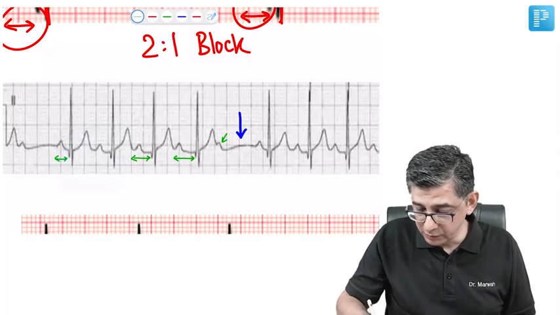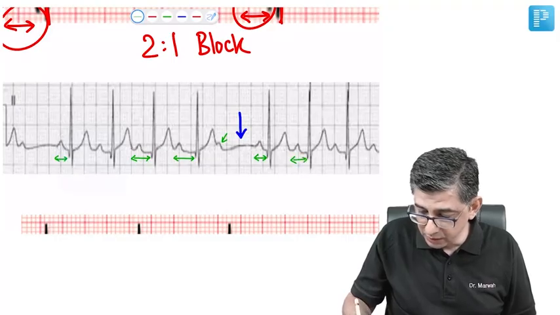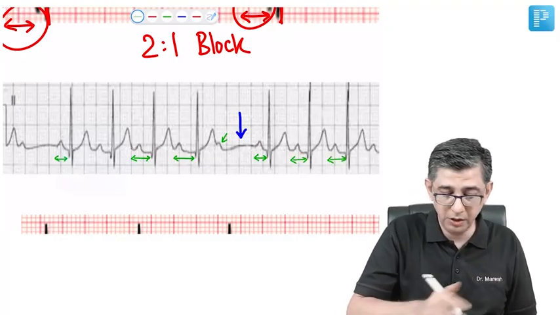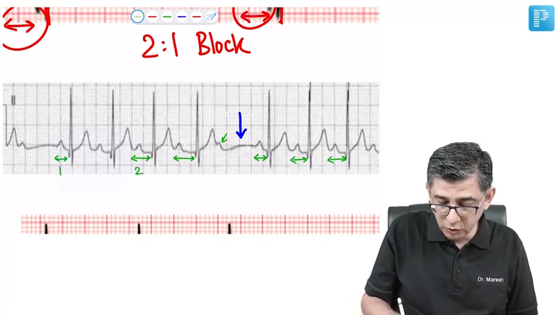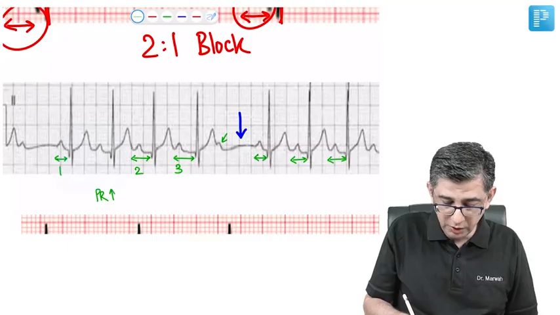Let's take this serially. Subsequently, this is the PR interval. The heart rhythm is reset, then a slight increase, then again a slight increase as compared to what was present initially. So you can see a gradual increase in the PR interval. This is what is called Wenckebach.